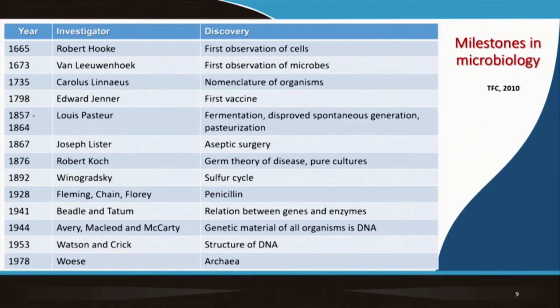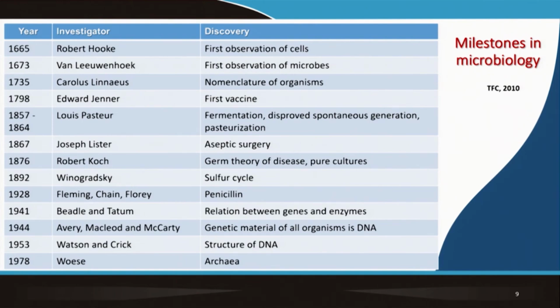Then comes 1867 when Joseph Lister was able to enunciate the principles of aseptic surgery. So prior to that, there were too many deaths, too many fatalities on the operating table because people had not yet understood the importance of aseptic conditions for surgery and so on. So having described these principles, the number of fatalities in surgery was reduced tremendously.